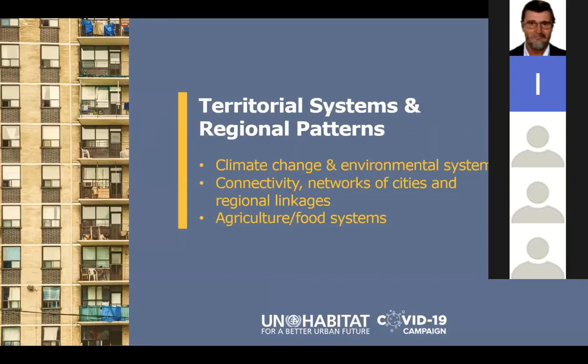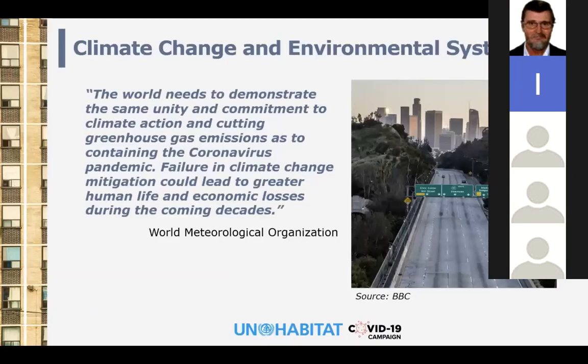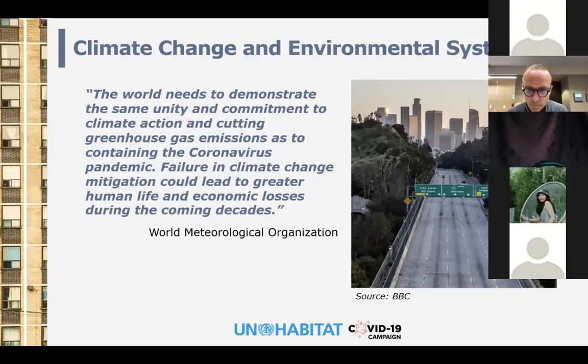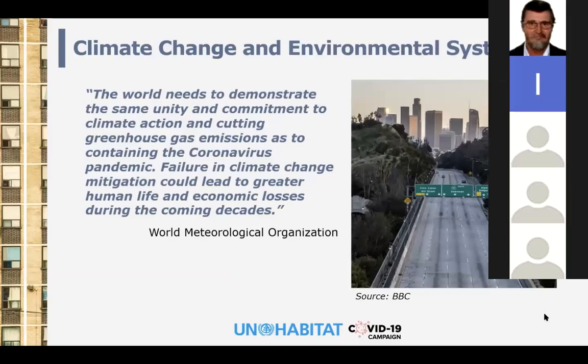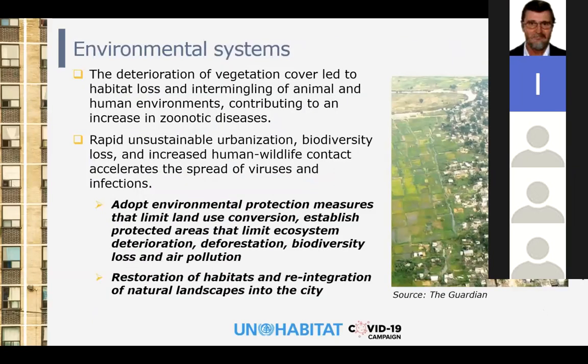Territorial systems and regional patterns. The first topic under this is climate change and environmental systems, also the most pressing challenge that the world currently faces. The deterioration of vegetation cover has led to habitat loss and intermingling of animal and human environments, contributing to an increase in zoonotic diseases in the past few decades and also leading to more frequent epidemics and pandemics in the world. Rapid unsustainable urbanization, biodiversity loss, and increased human-wildlife contact accelerate the spread of viruses and infections.